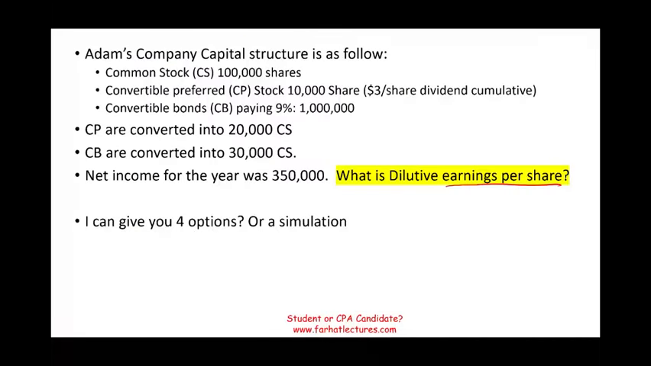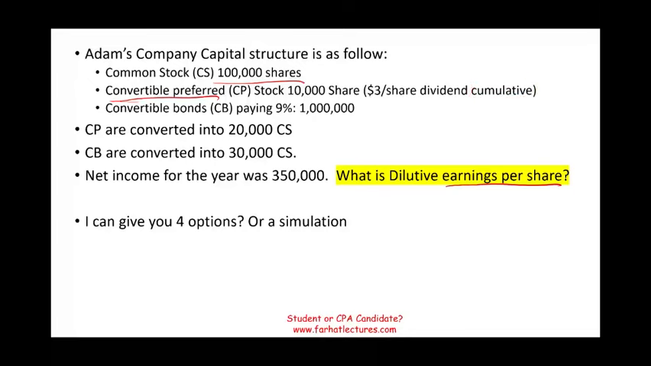So let's go ahead and get started. Adam's company capital structure is as follows. They have 100,000 shares of common stock. They have 10,000 shares of preferred stock, and those are convertible preferred, with a $3 per share dividend. It means they pay $3 per share, and it's cumulative.